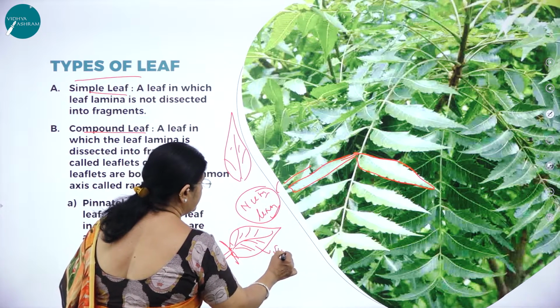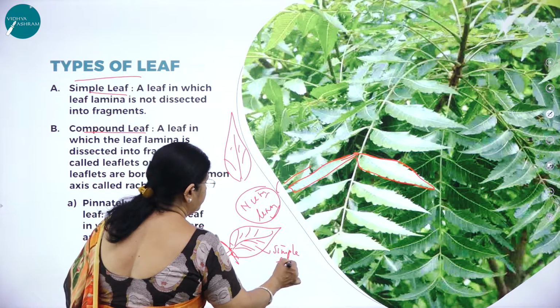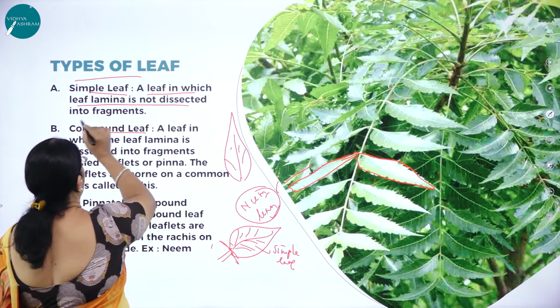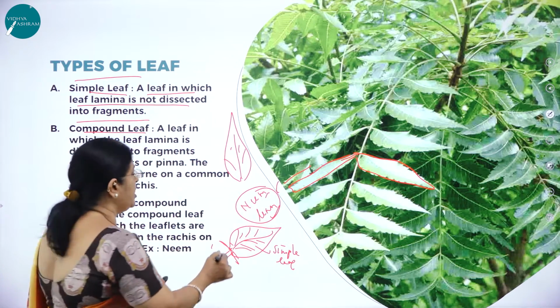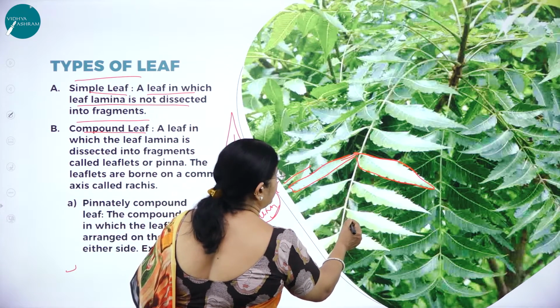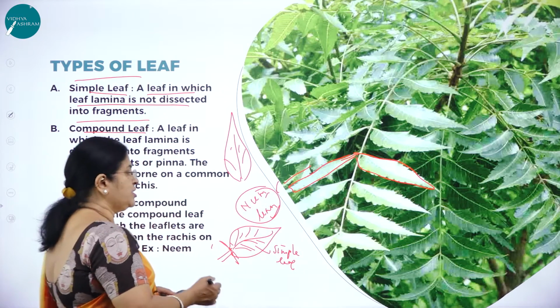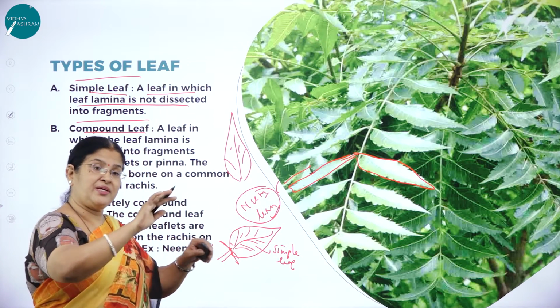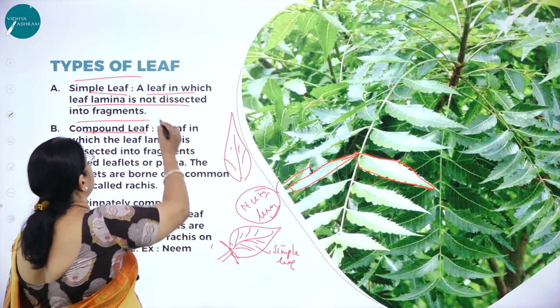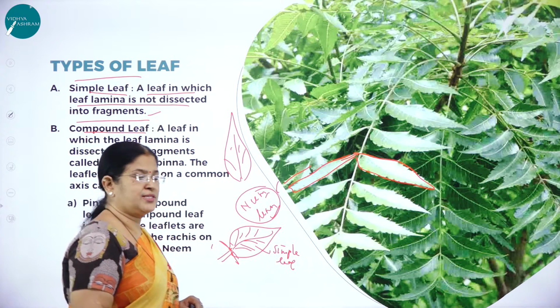So this is a simple leaf. What is a simple leaf? A leaf in which the leaf lamina is not dissected into fragments. So here it is not dissected into fragments. When the whole leaf lamina is whole and not divided into fragments, such a leaf is called a simple leaf.